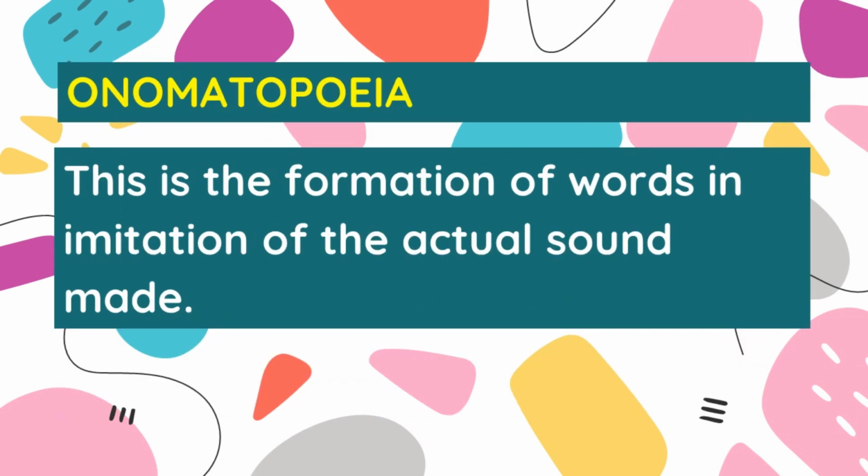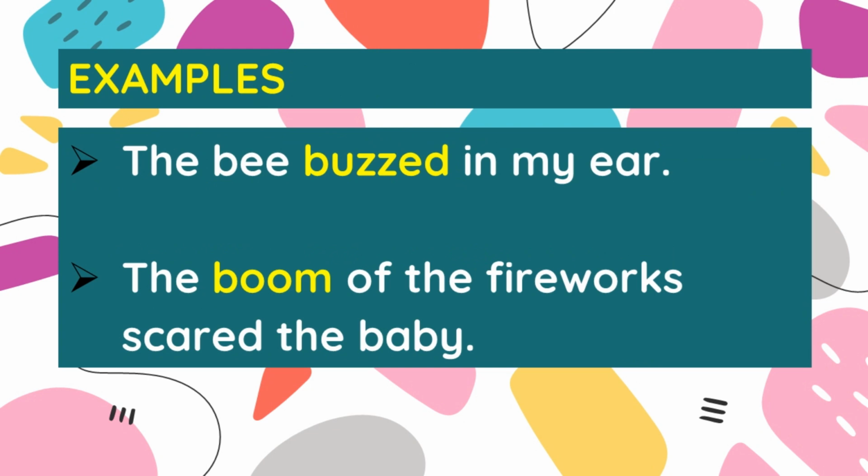Onomatopoeia. Onomatopoeia is the formation of words in imitation of the actual sound made. Examples: The bee buzzed in my ear. The boom of the fireworks scared the baby.